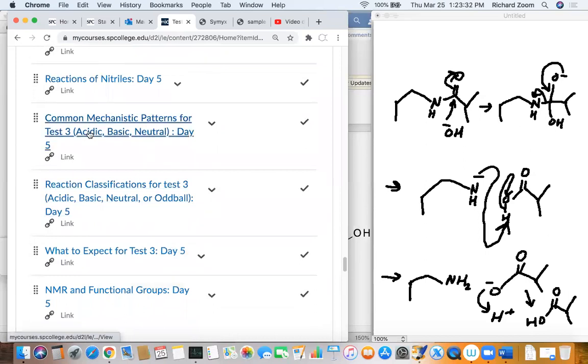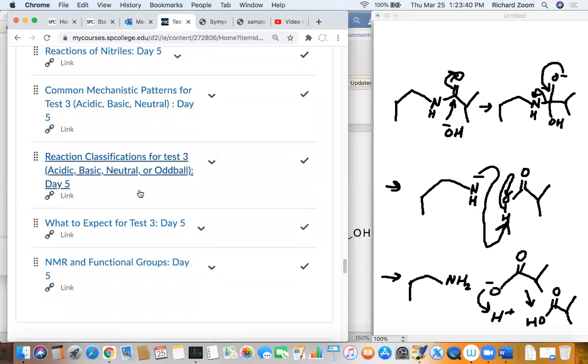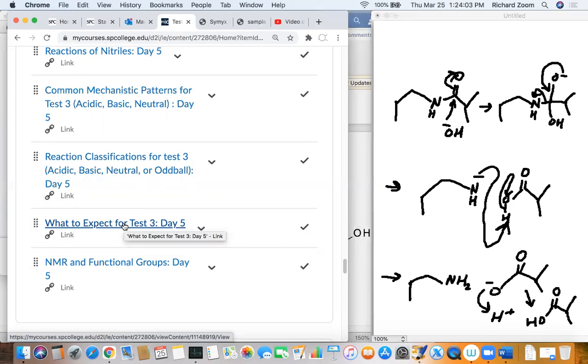I've also got a video here, common mechanistic patterns for test 3, acid, basic, neutral. Oh, reaction. I did have it. Julie, was it you who was saying this? Yep, you're not crazy. Thank you, Julie. Oh, and look at that. I even have a what to expect for test 3. Oh, isn't that cool? I'd forgotten I had all this stuff.